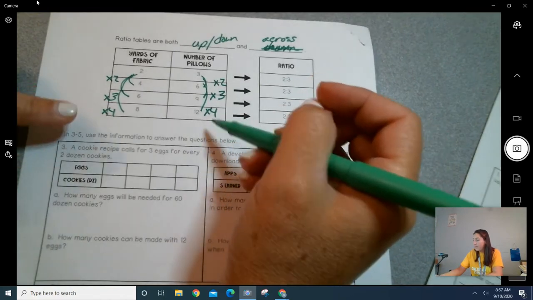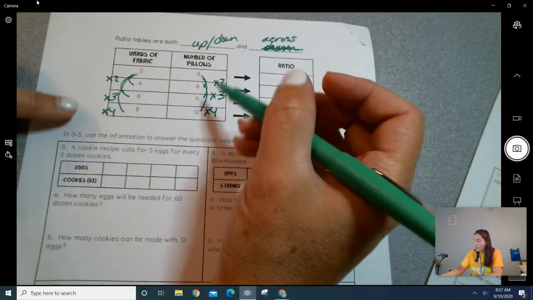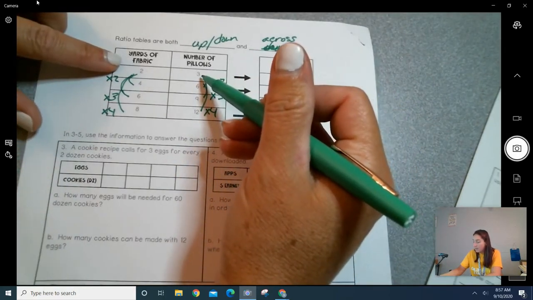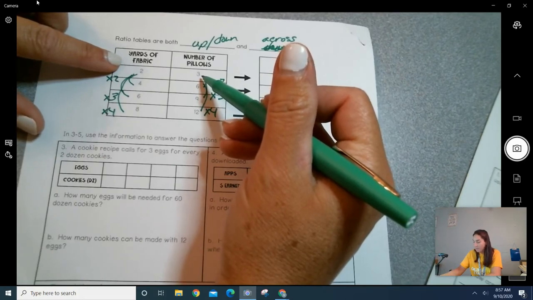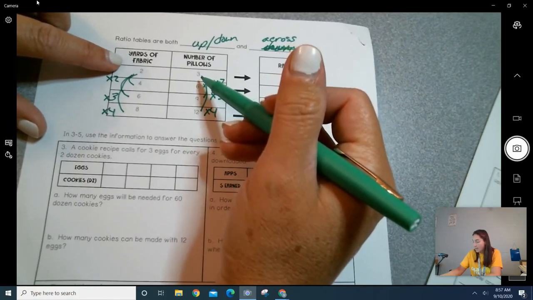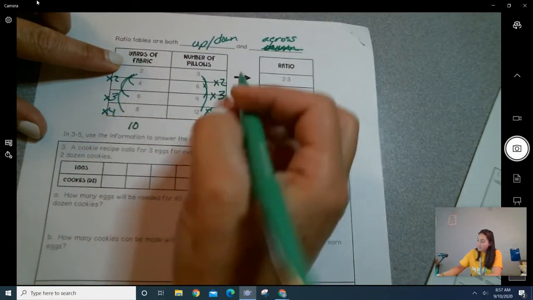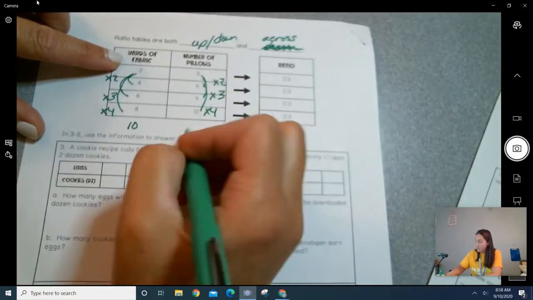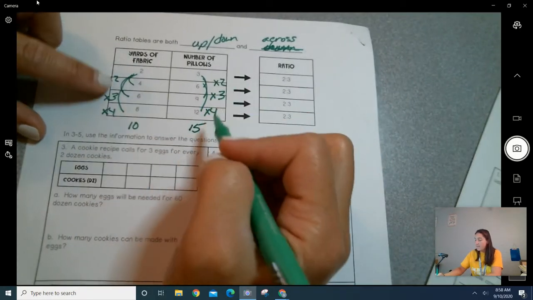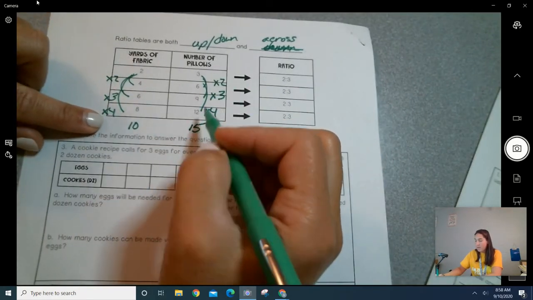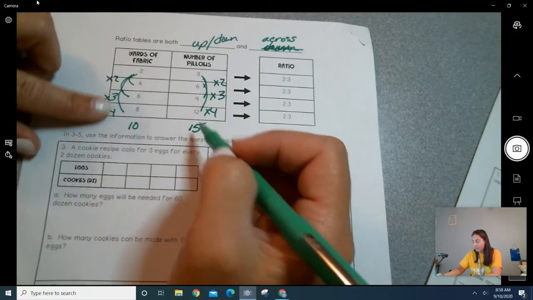If I wanted to find the next equivalent ratio, I would take both of these numbers and multiply by 5. Okay? If I did that, I would go 2 times 5, and that would give me 10. And then I would take 3 times 5, and that would give me 15. And that's the next equivalent ratio. That's how we can go up and down.